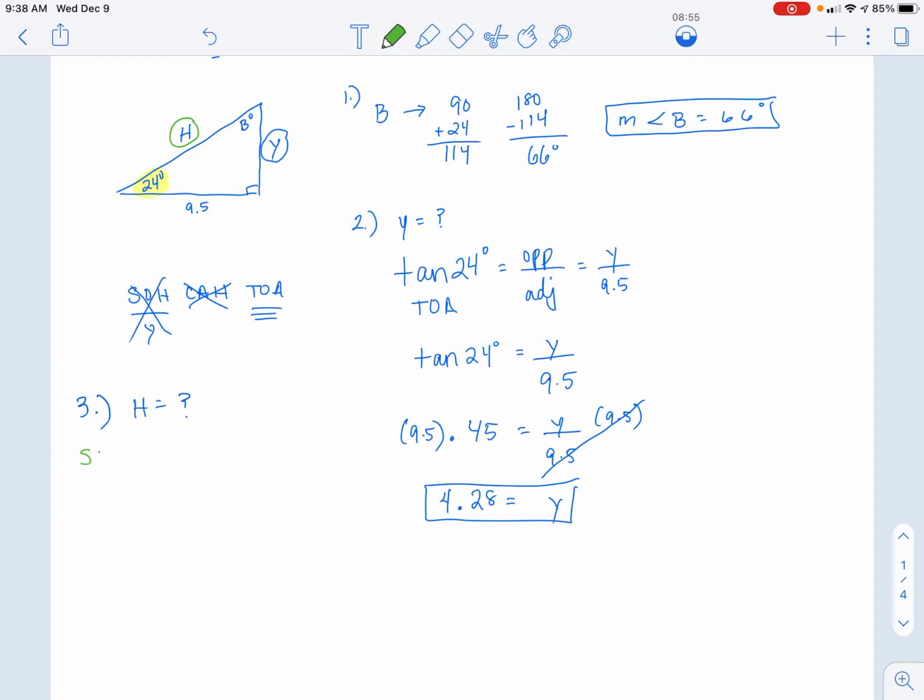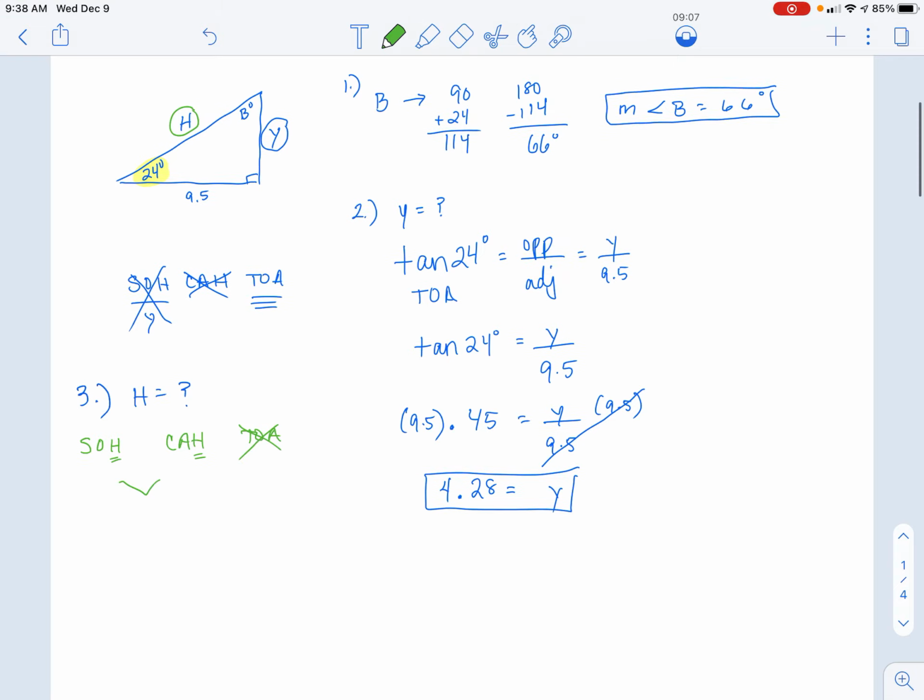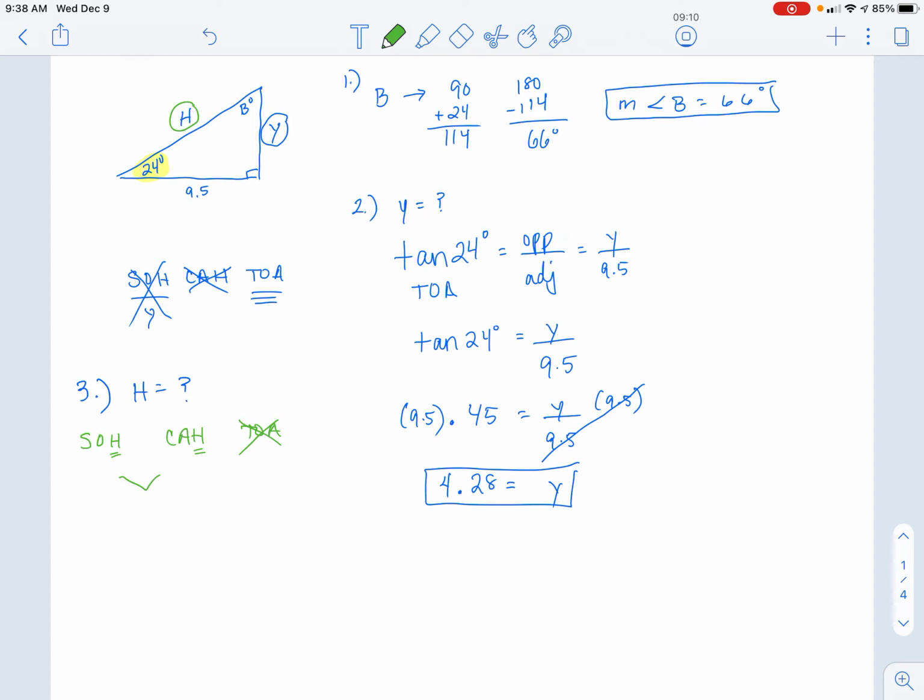So let's go back up here and look. There's the hypotenuse, CAH, there's the hypotenuse, SOH. But TOA doesn't have the hypotenuse as part of its ratio, so it's going to be one of these two. Well, which one is it going to be? Well, we need the hypotenuse, and if we use the opposite side, that would be okay because now we know what y is equal to, so we could use that since we know y is 4.28, or we could use its adjacent side of 9.5.